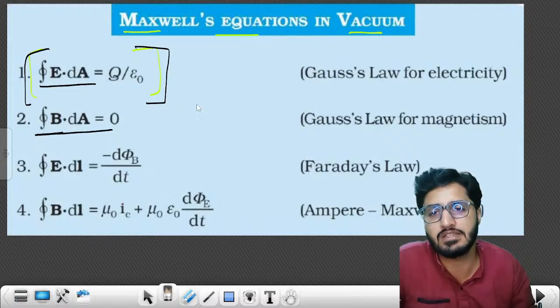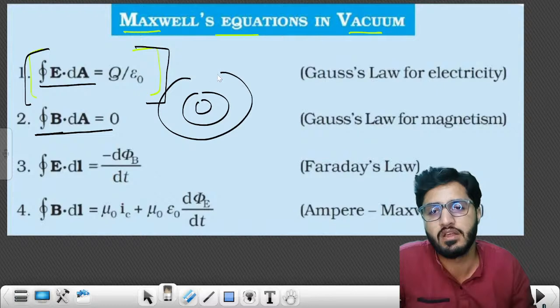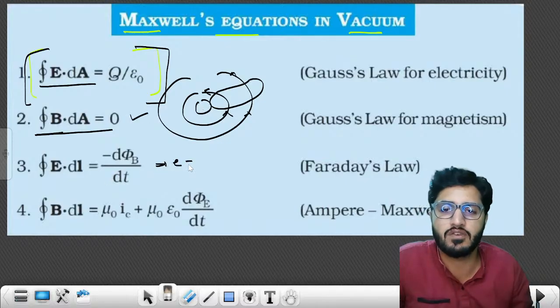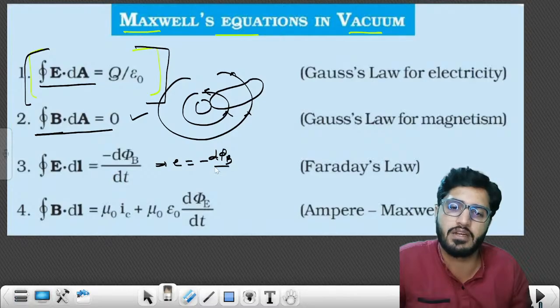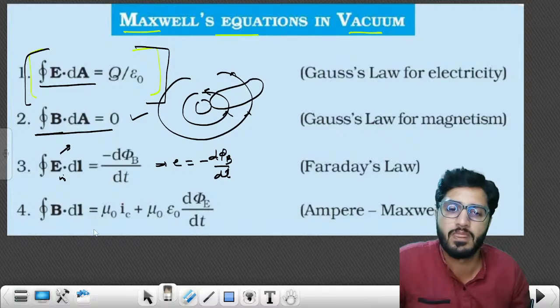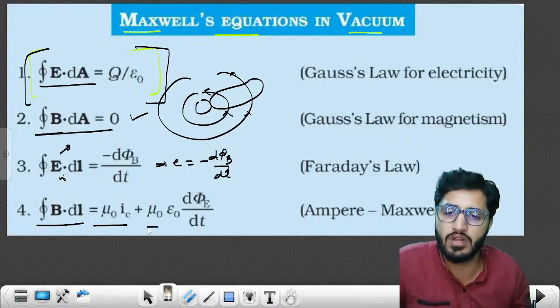Let's suppose this is my magnetic field. If you place anything like that, incoming is always equal to outgoing. That means it is always 0. Then it is my Faraday law, E equals minus d phi by dt. These are induced electric fields. Then Ampere circuital law, right?